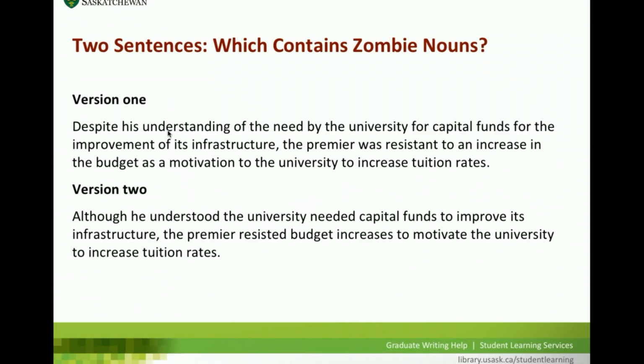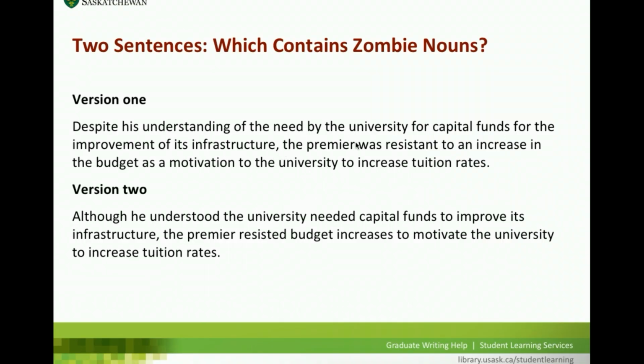Let's go back to version 1. The next zombie noun we come across is need. Version 2 changes that zombie noun to the verb needed. Then on the second line in version 1, the zombie noun improvement becomes the infinitive verb to improve in version 2.